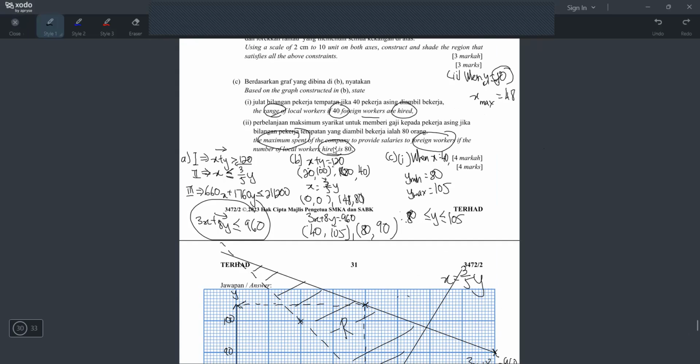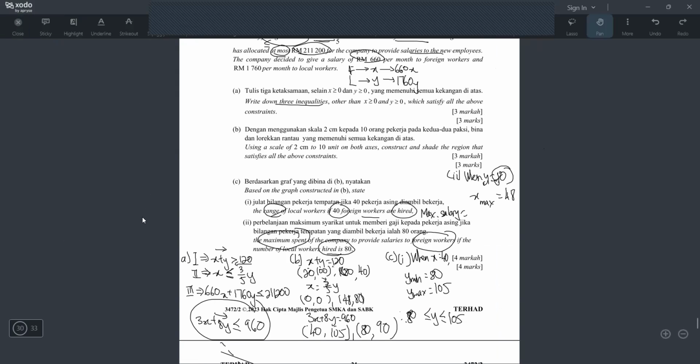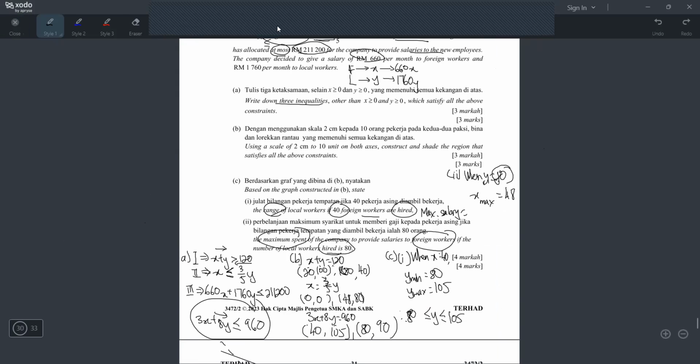So I'll just write maximum salary. For salary, I remember for one foreign worker it is 660, right? But times x, so times 48, and then plus 1760 times y, where y is 80, right? So just press this whole thing, you will get the answer in RM. So 660 times 48 plus 1760 times 80. My calculator gives me 172480. So that's the answer, right?